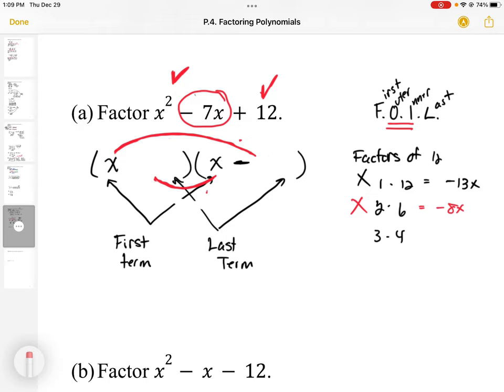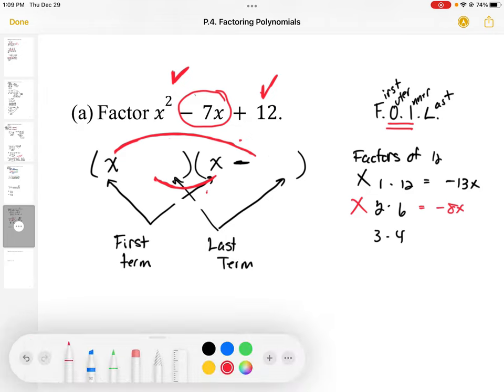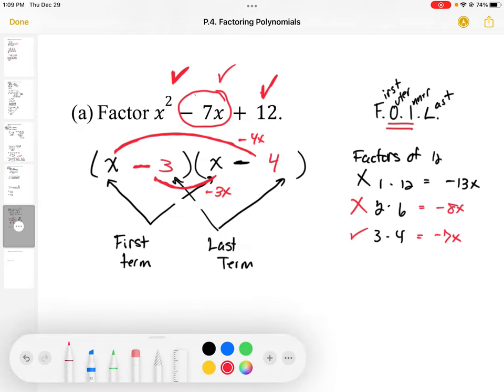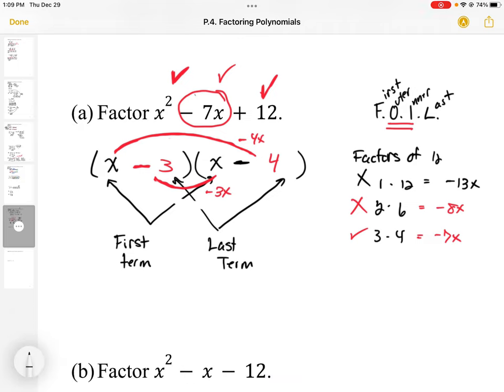Our next combination is negative 3 and negative 4. Check our outers and inners. We get negative 4x. We get negative 3x. Put them together, we get negative 7x. And that's exactly what we're looking for. So we get this middle term now using those two factors. So our answer is x minus 3 times x minus 4. I'm going to write it down here where it's a little bit cleaner.